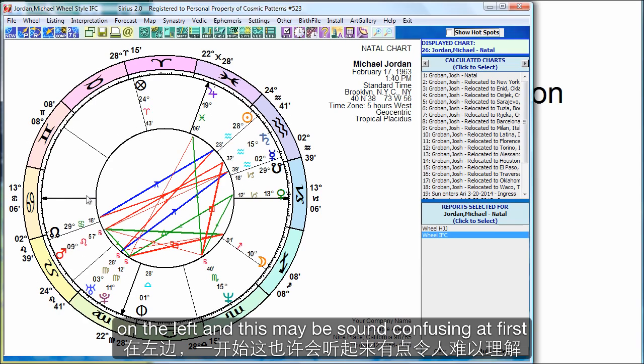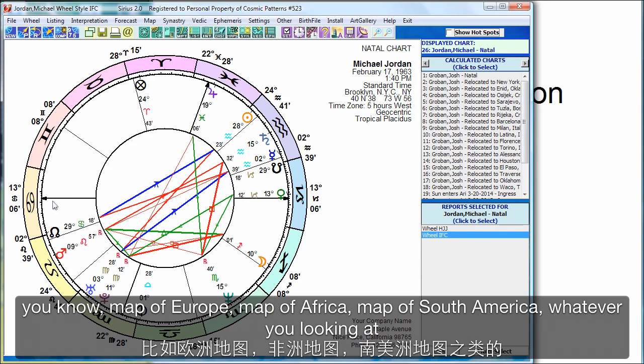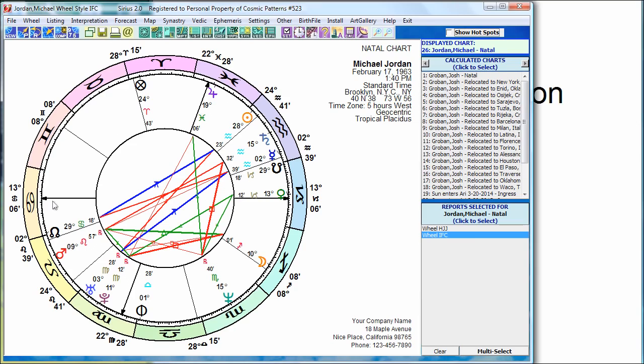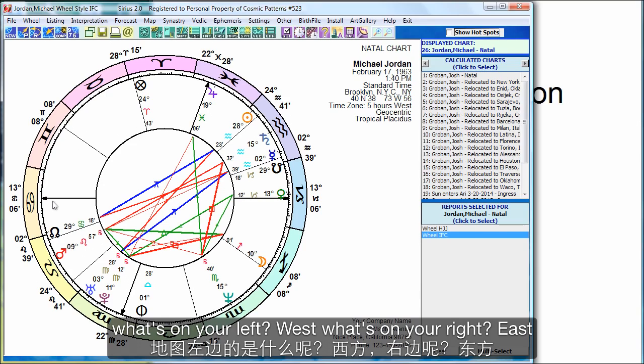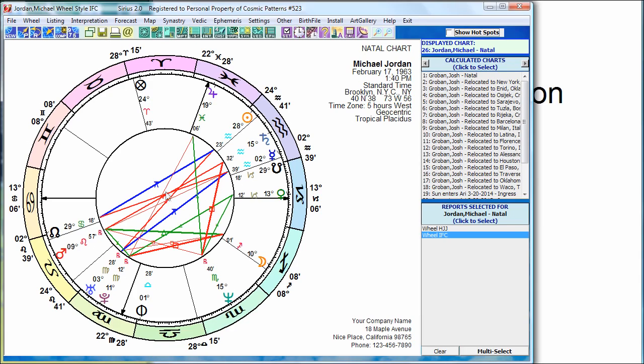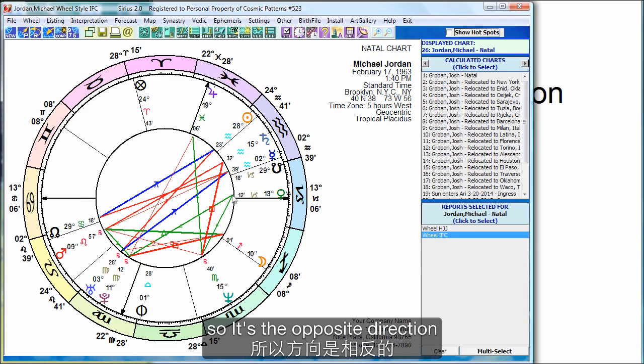Now this may sound confusing at first, because when you look at a map, a map of Europe or a map of Africa, a map of South America, whatever you're looking at, what's on your left on a map? West. What's on your right? East. What's at the top? North. What's at the bottom? South. Well, in astrology, the left is not west, it's east. So it's in the opposite direction.